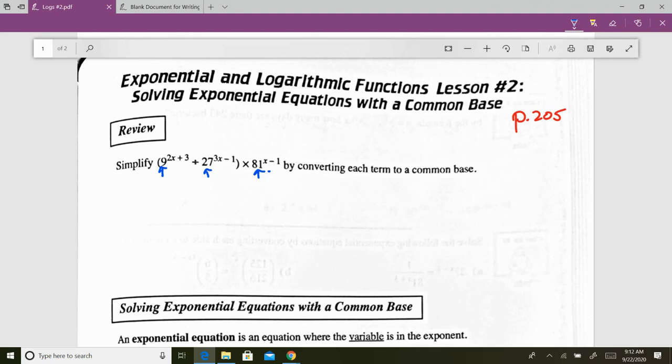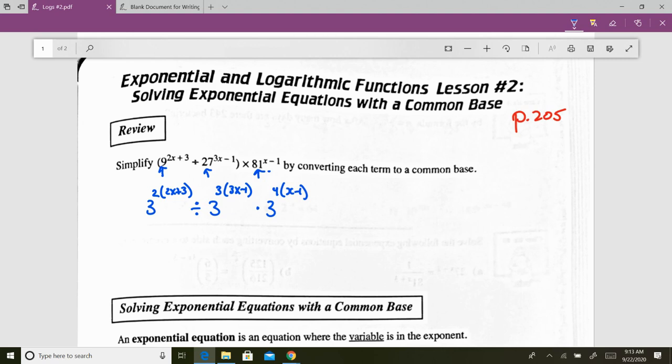3, right? So for the 9, I can write 3 squared, and the 2x plus 3 is there, divided by 3 to what power is 27? 3. 3 cubed, 3x minus 1, times 3 to the 4, x minus 1. Okay, now we have them all in a common base.